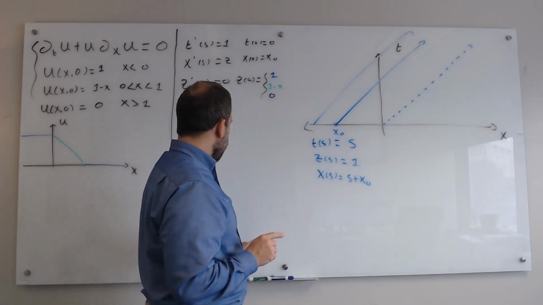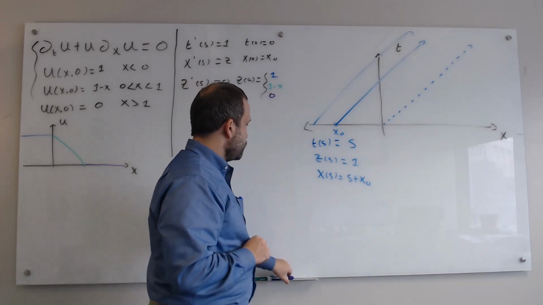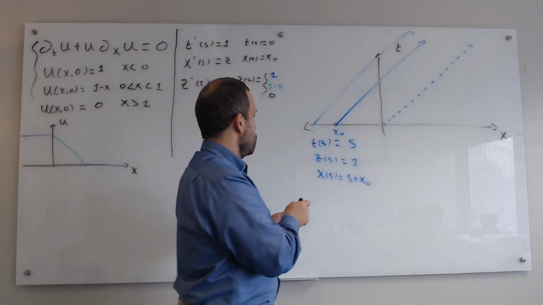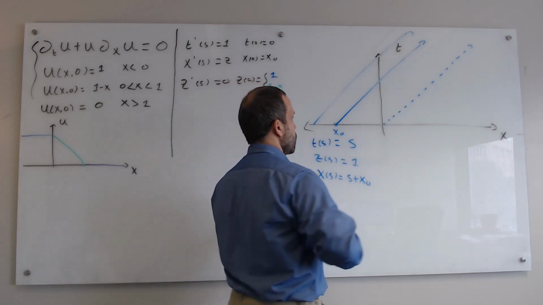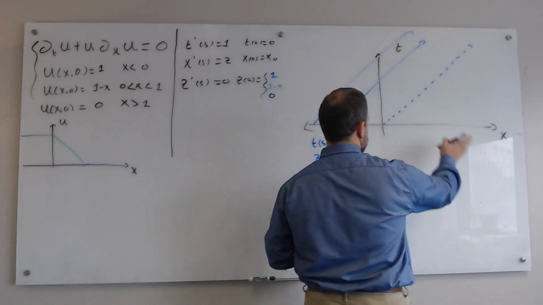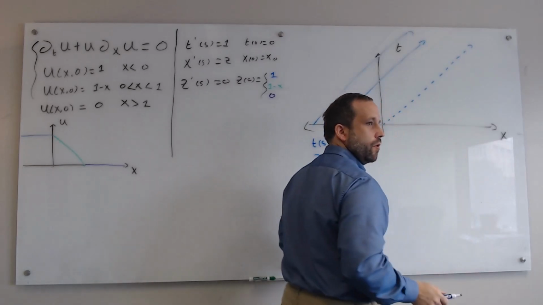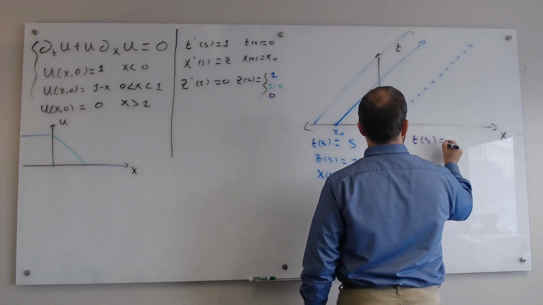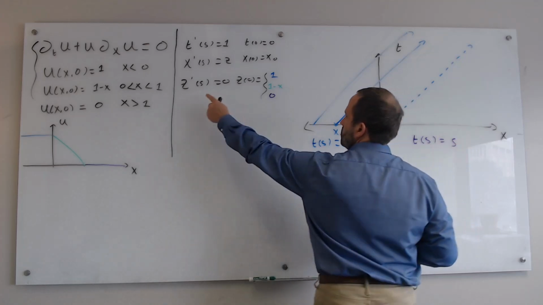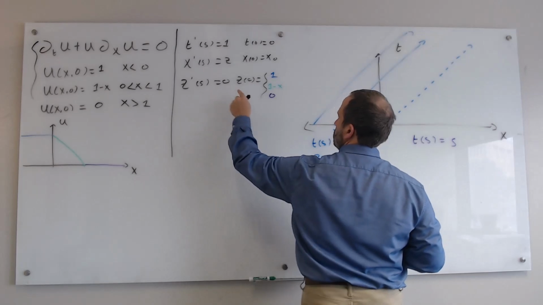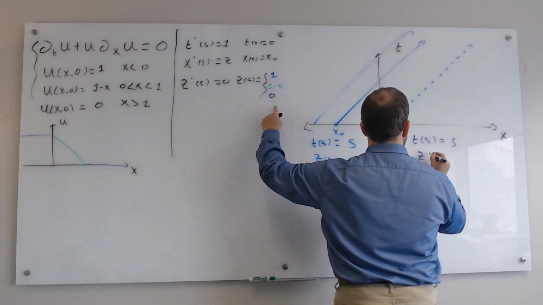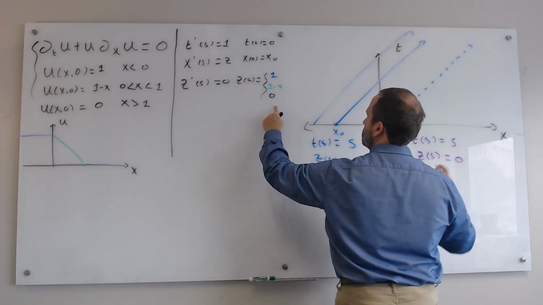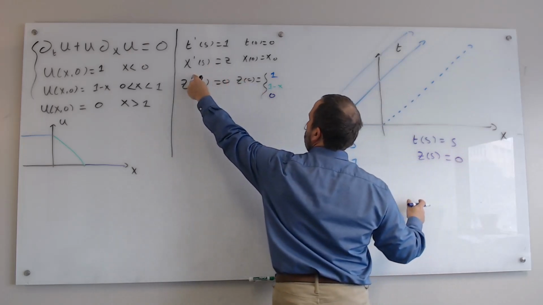Now, what I'm going to do next, I'm not going to do the green ones next. I'm going to do the purple ones next. So for the purple ones, over here, not least of which, because I'm going to have to use this same space to do both computations. So over here, t of s is going to be equal to s. z of s, well, z prime is 0. z of 0 is equal to 0. So z of s is equal to 0. Well, x prime is equal to z.